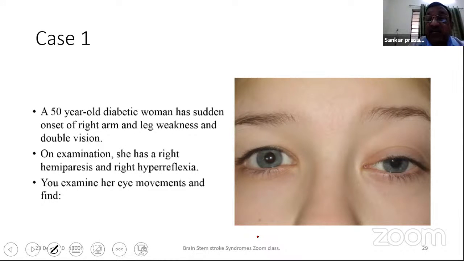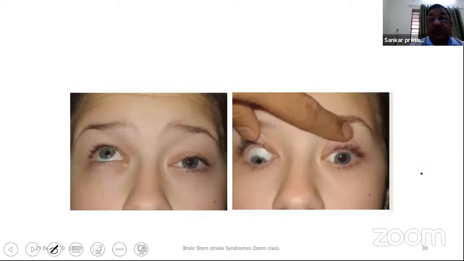Are you able to find any difference between this eye and this eye? There is a droop here, and you look at this. So there is a right hemiparesis, and also there is an eye movement abnormality. Now you look at this eye, she is asked to look up, she is looking up. This eyeball is moving, but this eyeball is not moving at all.